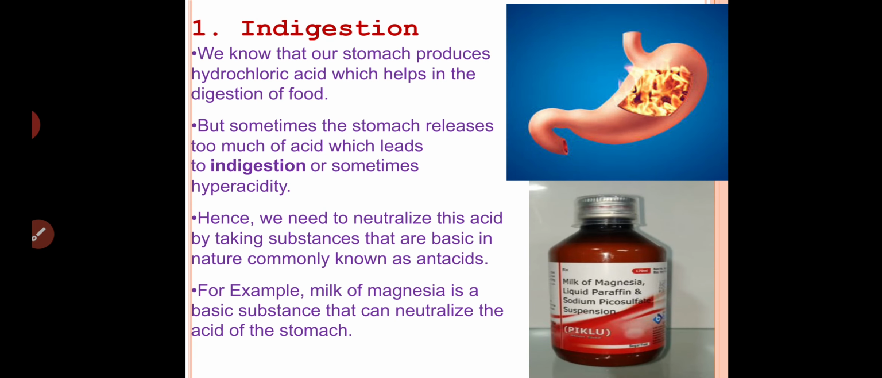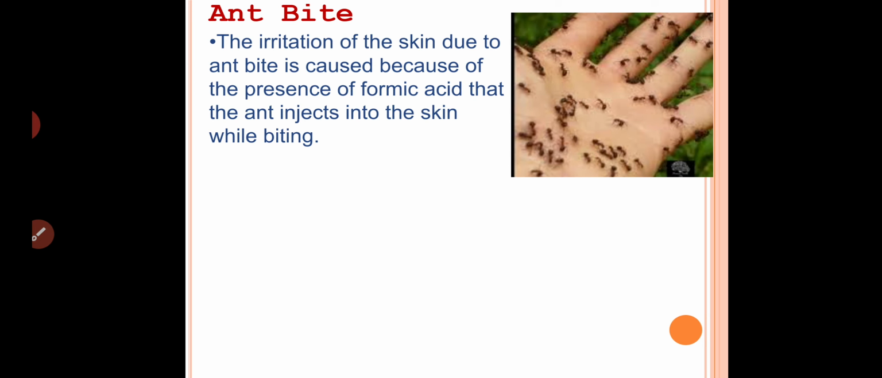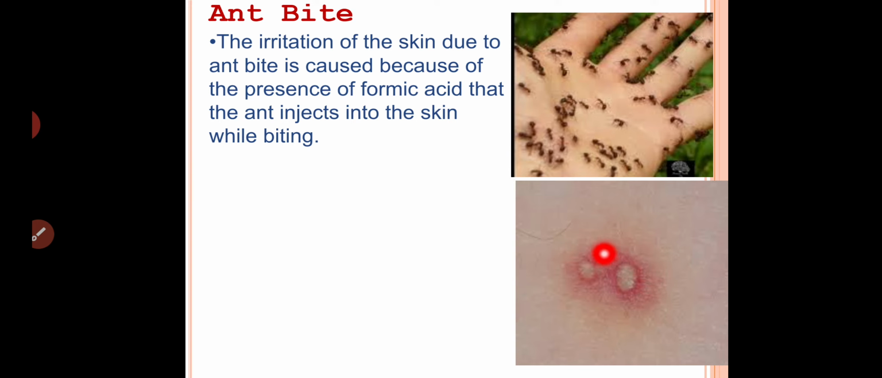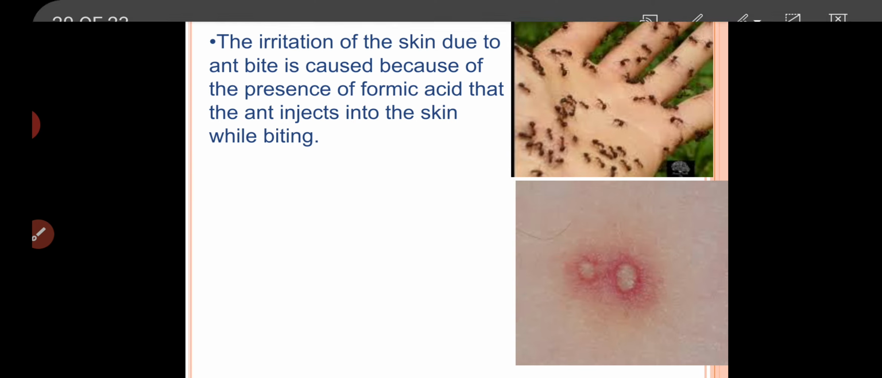So what will happen? See, the irritation of the skin due to ant bite is caused because of the presence of formic acid that the ant injects in the skin while biting. So what does the ant contain? It contains formic acid. So when it bites on your hand or somewhere else, it injects that acid in your body, right? Next, how will it look? It will look like this after that, a red swollen thing, right?